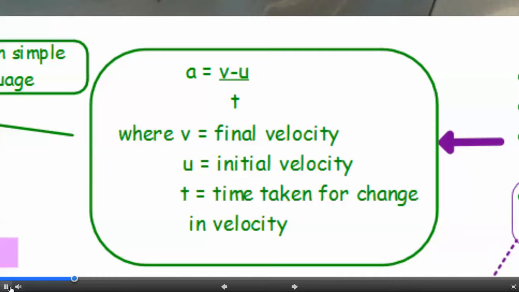So on your physics equation sheet, which comes in with your exam paper, you'll find this equation, a equals v minus u divided by t. We've talked about it before, where v equals final velocity, u equals initial velocity, and t equals the time taken for the change in velocity.